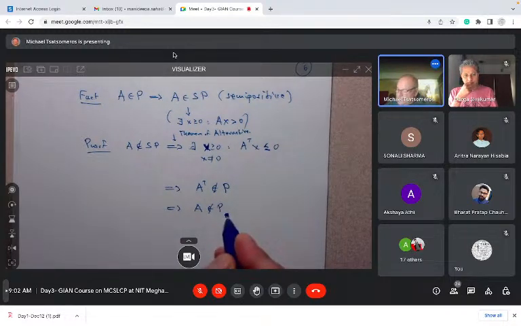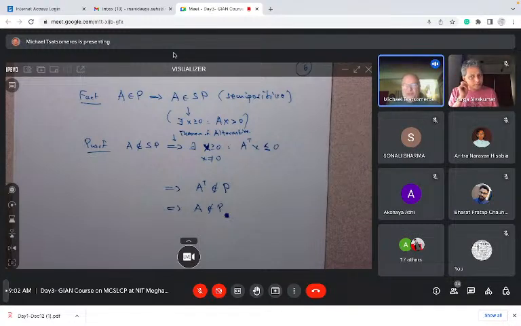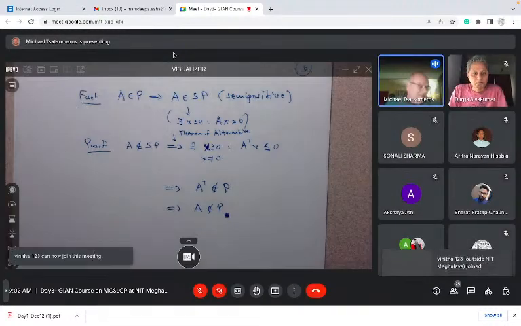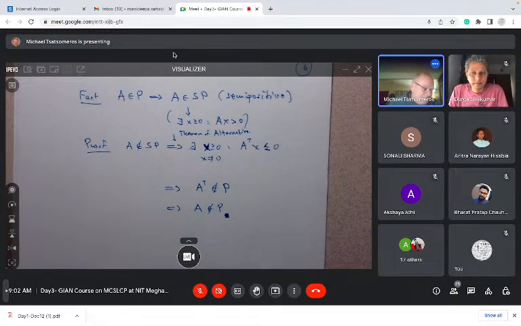Being a pure-minded matrix theorist, I would like to think of a way to prove this directly without using a theorem of the alternative. But such is life. Sometimes we need stuff we don't like. Not like, but not fully understand.